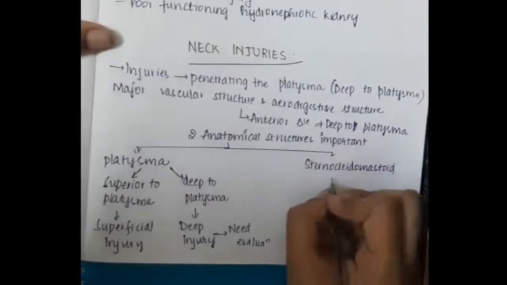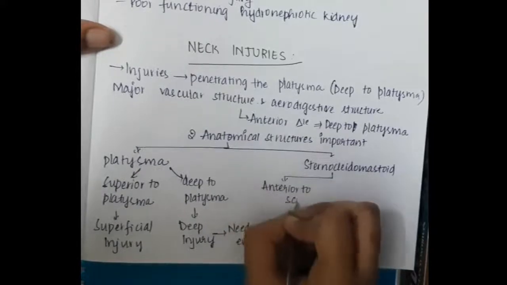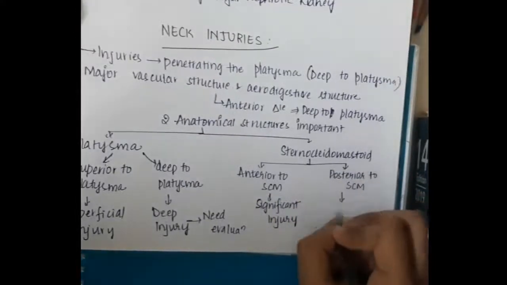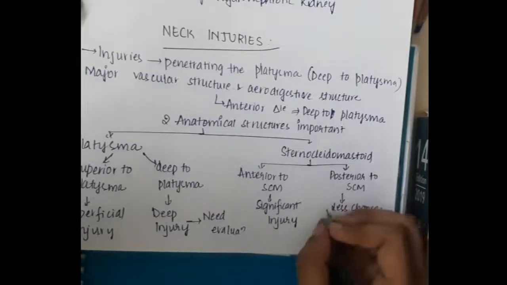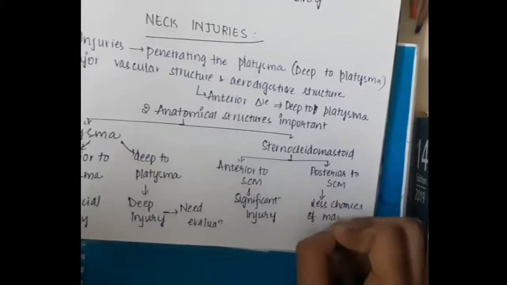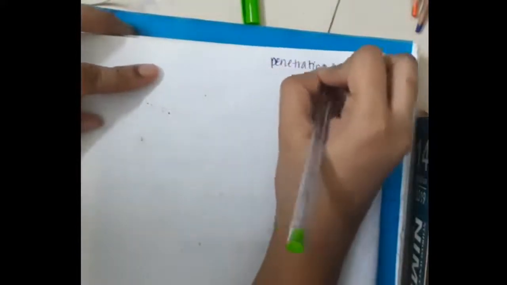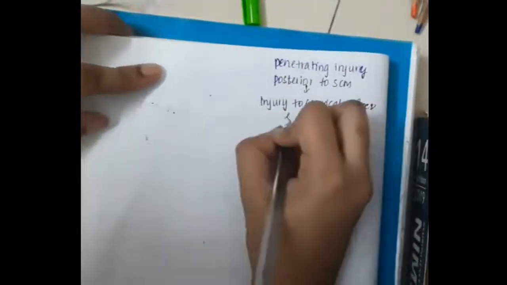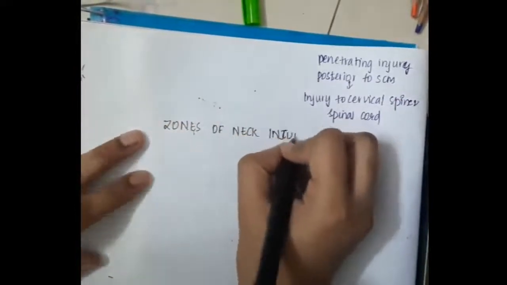Then based on the sternocleidomastoid, again we can divide the injuries into two types. One, injuries anterior to the sternocleidomastoid, which we call significant injuries, and the other, injuries posterior to the sternocleidomastoid. These injuries which are posterior to the sternocleidomastoid have less chance of developing major vascular injury. So, whenever there is a penetrating injury posterior to the sternocleidomastoid, this can cause injury to the cervical spine and spinal cord.